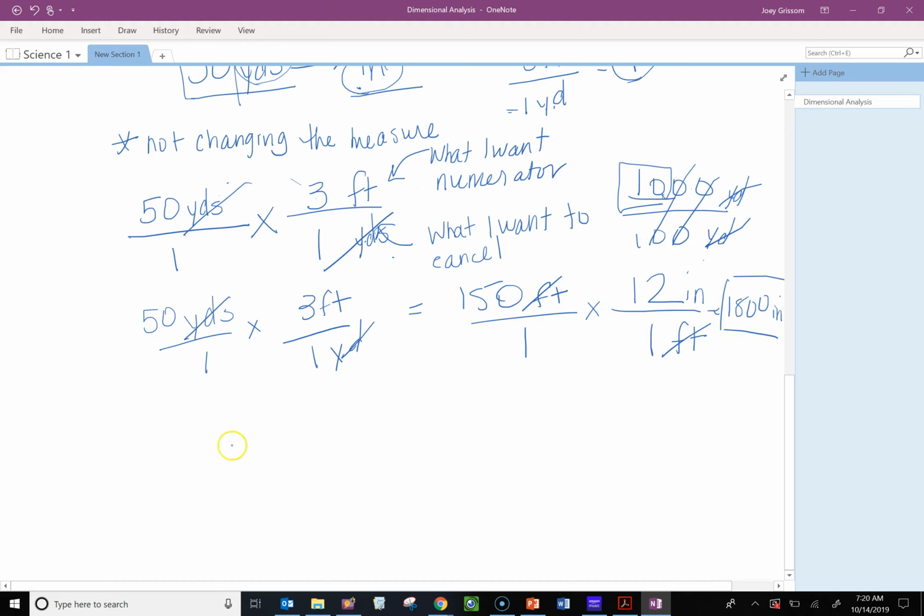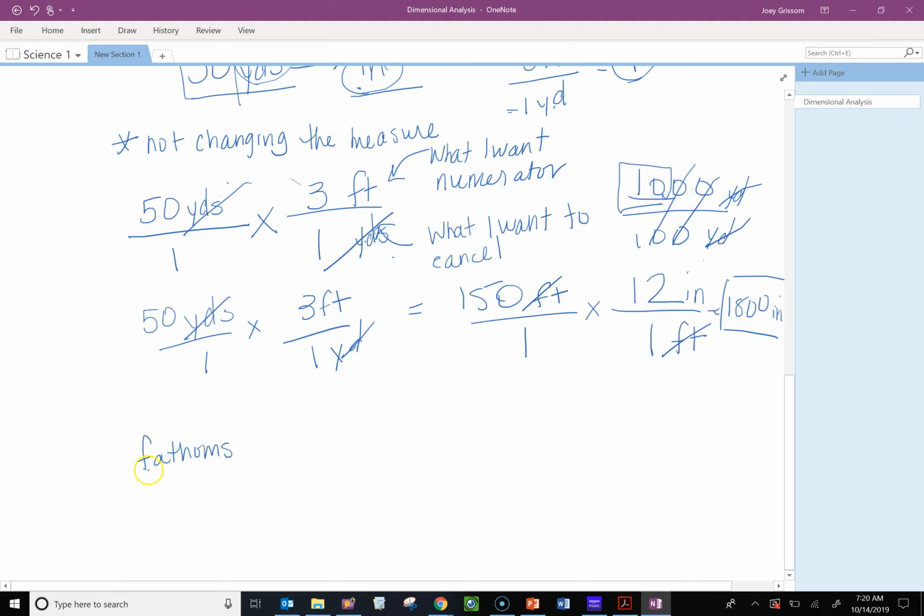Okay, let's do one more example where we're doing something a little bit different. Let's say that we're dealing with something like, what would be a good example? Let's say we're dealing with a measure that's a little odd. Let's say fathoms.